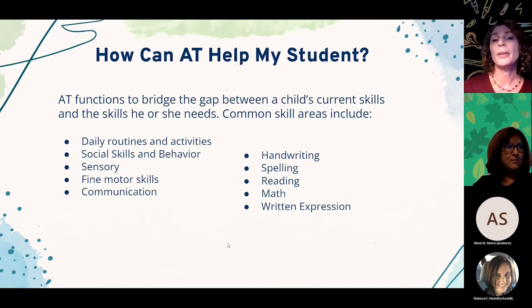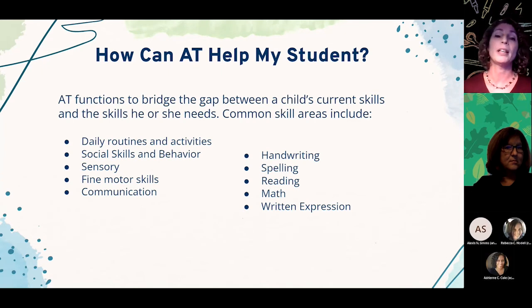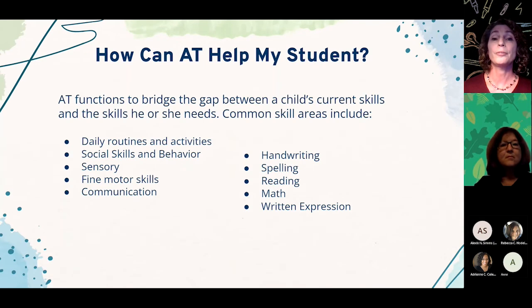So let's talk a little bit about how AT can help your student. AT functions to bridge that gap between a student's current skills and the skills he or she needs. Common areas might include daily routines and activities, social skills and behavior, sensory, fine motor skills, communication, handwriting, spelling, reading, math, and written expression. So those are all areas of need.